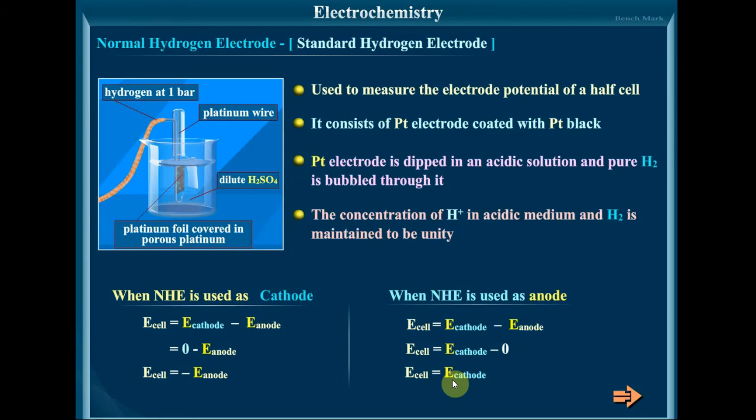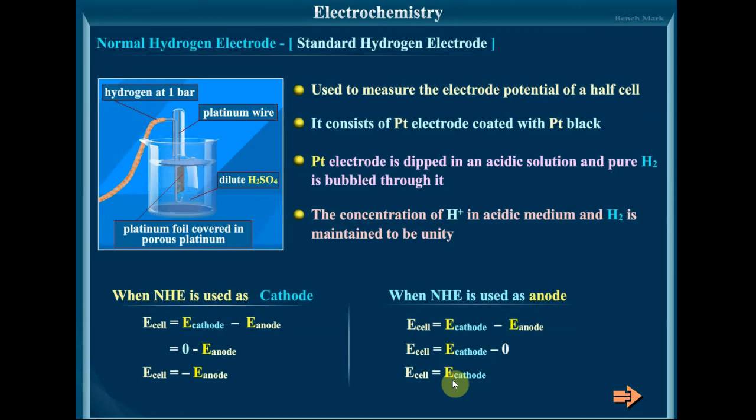The voltmeter reading shows a potential difference. Once it is connected, the EMF, the cell voltage E cell, is found to be 0.76 volt. From the galvanometer, the electron flow was found to be from zinc to SHE. That shows that zinc is acting as an anode and SHE as a cathode. So Zn plus 2H plus gives Zn2 plus plus H2, because zinc is converted to Zn2 plus and H plus gains electrons to liberate hydrogen.